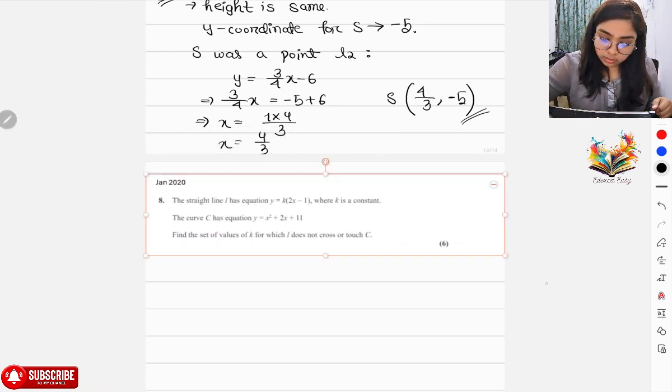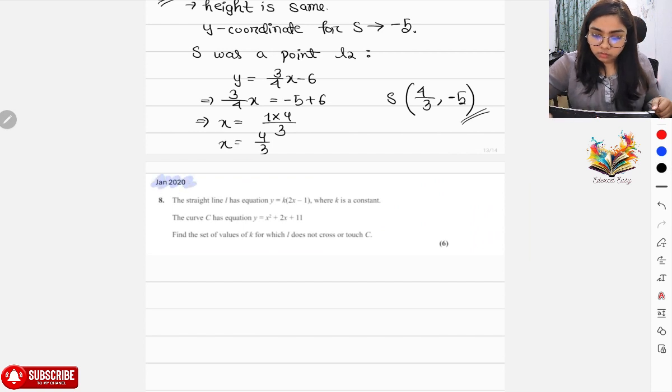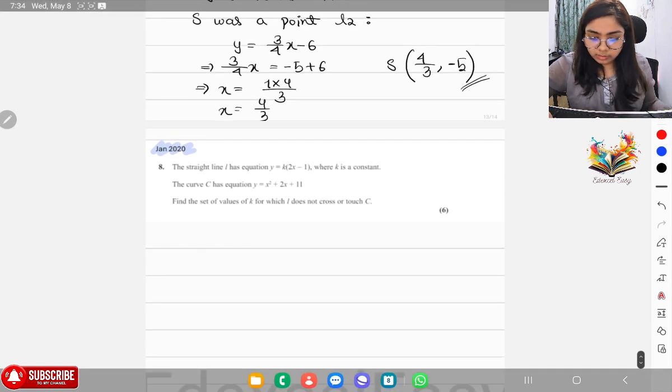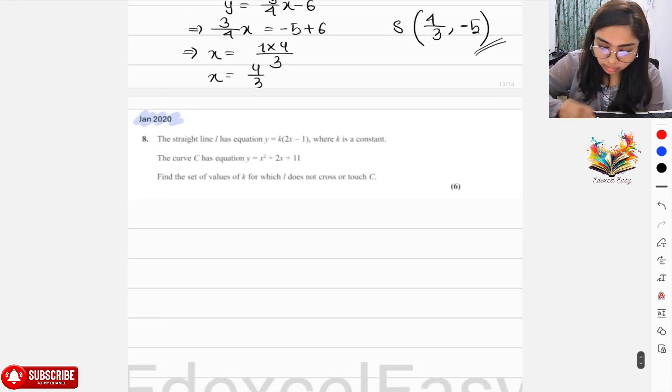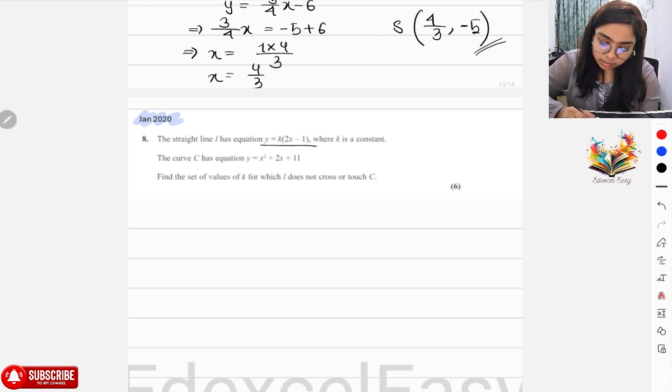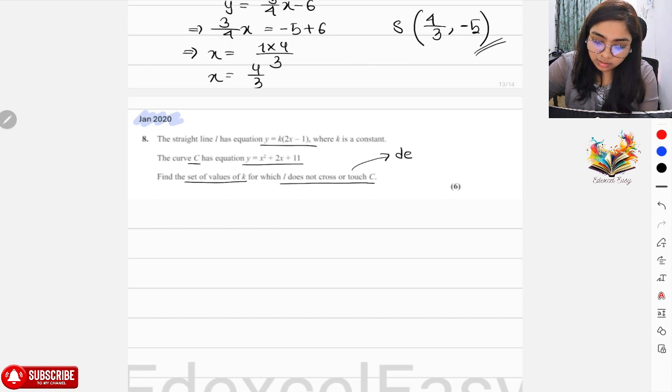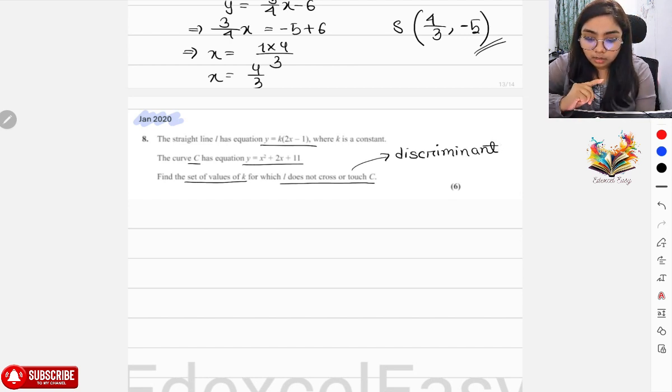Okay. Now this is taken from your Jan 2020 again, question 8. Over here, it says that the straight line L with equation y equals kx, where k is a constant, and there's a curve C with equation this. Find the set of values for k for which L does not cross or touch C. Now this question is entirely about the discriminant. Sorry, discriminant. This question is already written related to the part of discriminant.